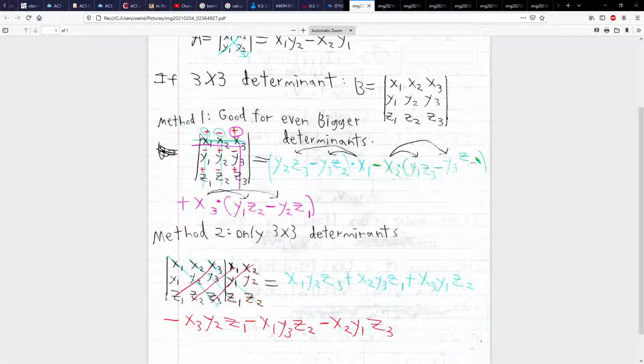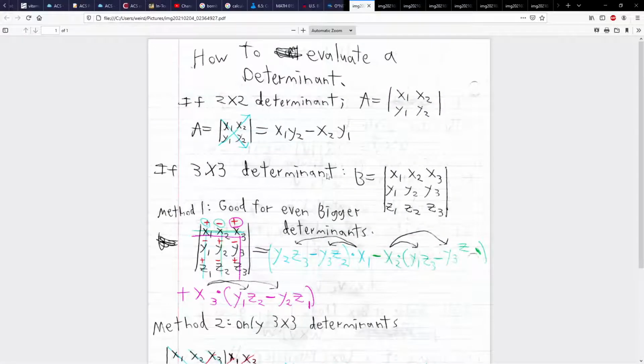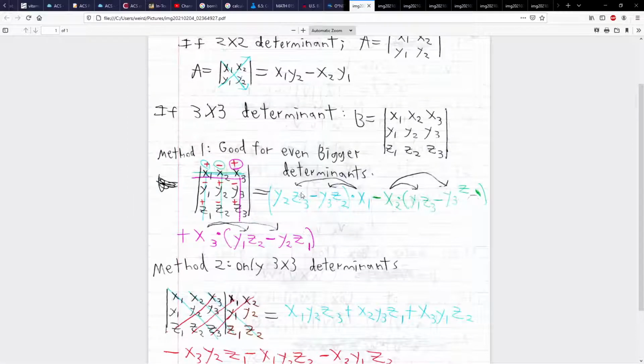So green, these ones were involved, and you just do it where it's y1 z3 and y3 z1, similar to the 2 by 2, where it's a subtraction. And then finally, for this one, you do the point of the intersection, x3, the point of the two lines, multiplied by this.